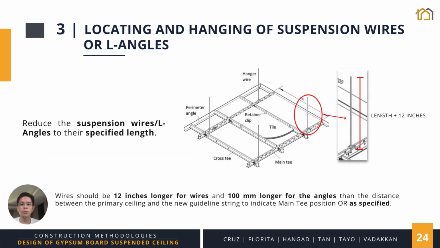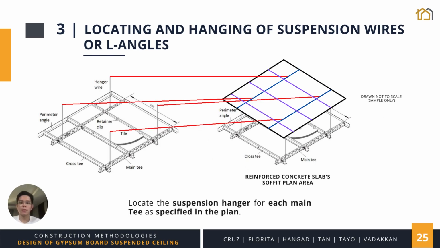Next, we need to cut the wires or the angles to their specified length. Note that the length of these supports should be 12 inches longer for wires and 100 millimeters longer for the angles than the suspension distance. Since we now have the location of the main tees from the previous step, we can now locate the suspension hanger for each main tee as specified in the plan.